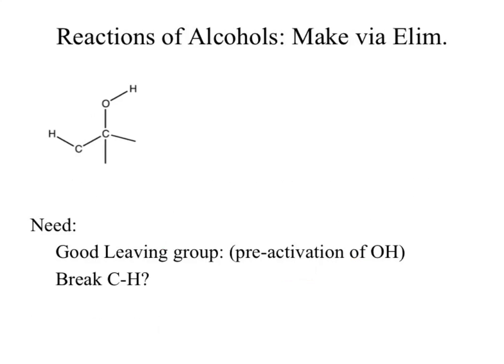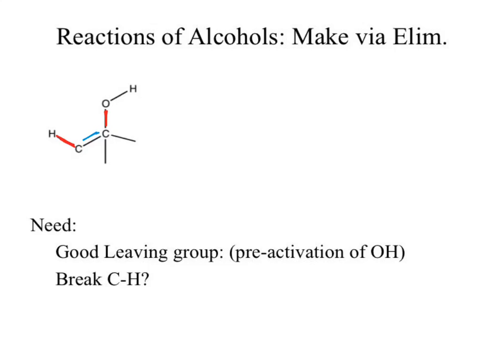Our eliminations, effectively the same as our substitutions to a certain extent. We need that good leaving group, so we're going to have to pre-activate just like we did with our substitutions. Okay, so that bond has to break. What other bond has to break in an elimination? Our carbon-hydrogen, which can then allow us to form our pi bond.